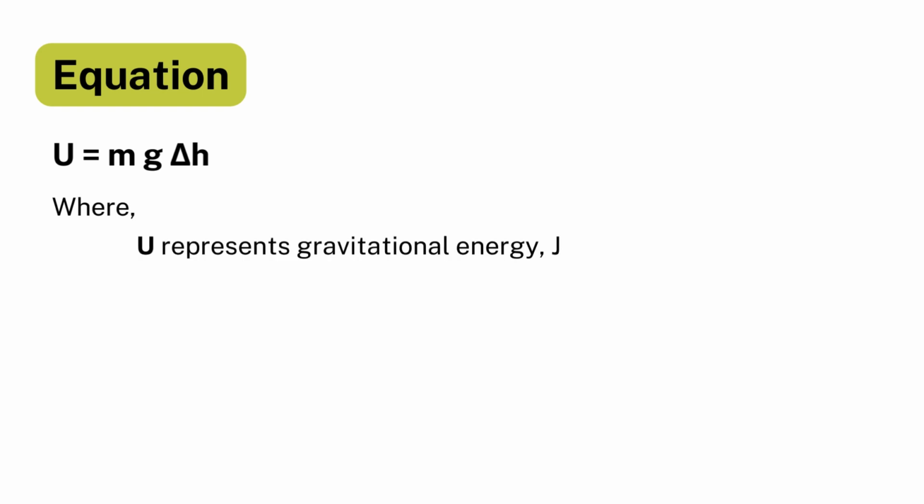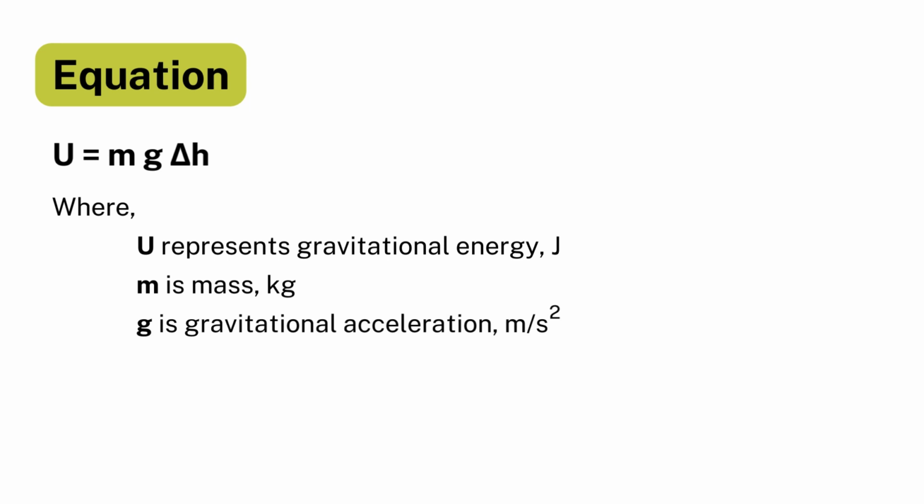Gravitational energy equation is commonly expressed as U is equal to mg delta h, where U represents gravitational energy, m is mass, g is gravitational acceleration, and delta h is the change in height. This equation helps calculate the gravitational potential energy of an object based on its mass, gravitational acceleration, and the change in height. Let's solve some practice problems to apply and understand the gravitational energy equation.